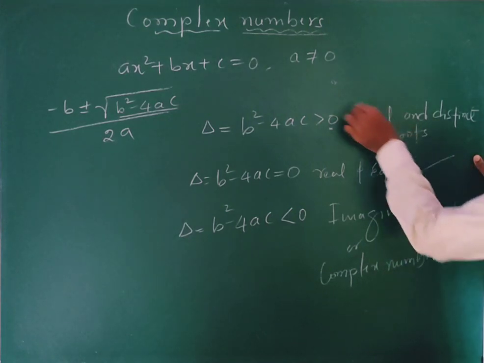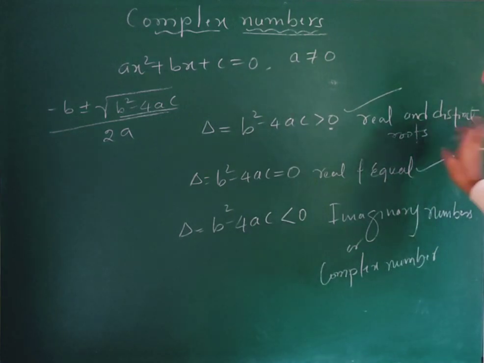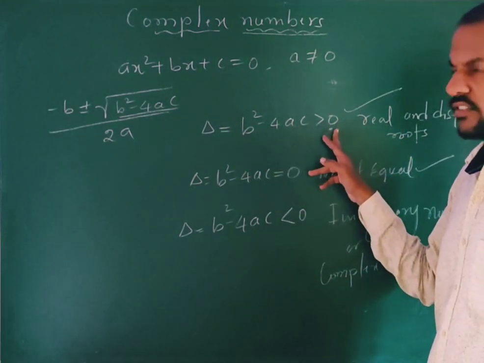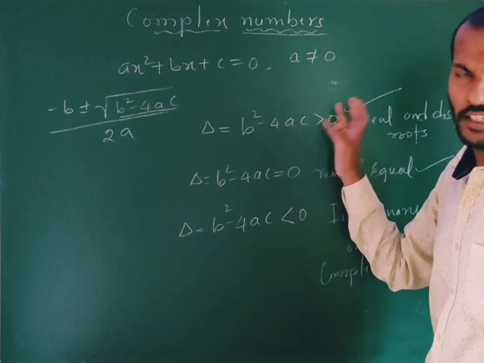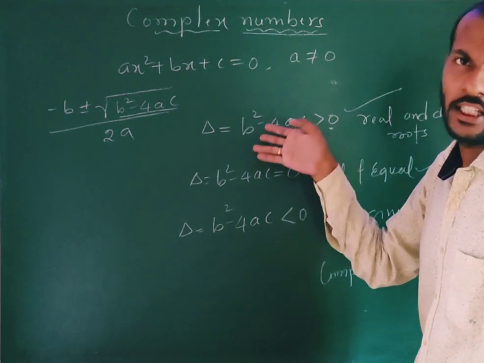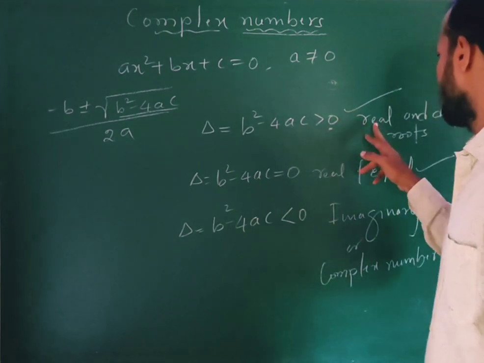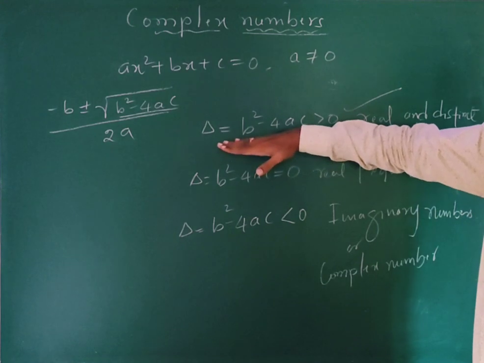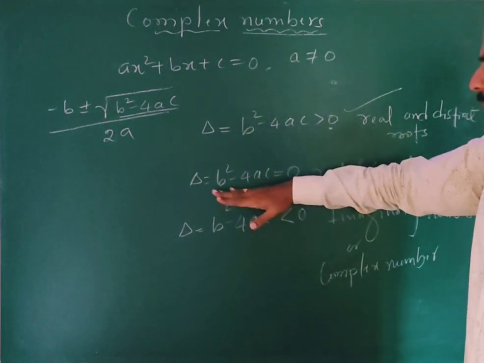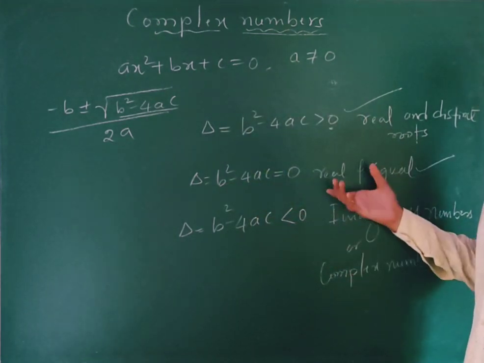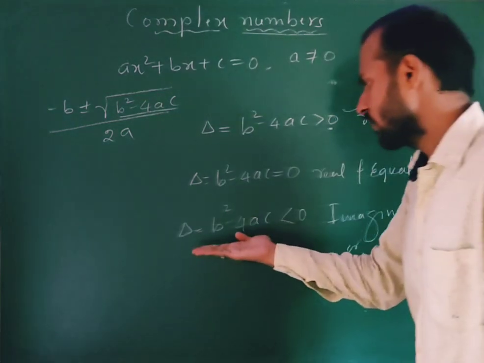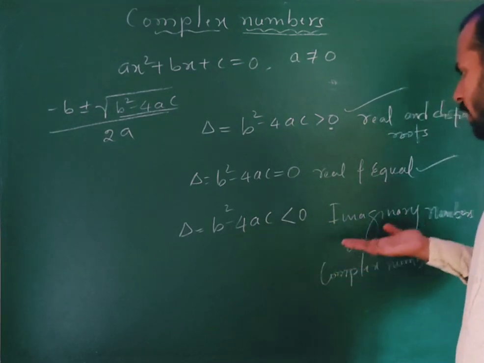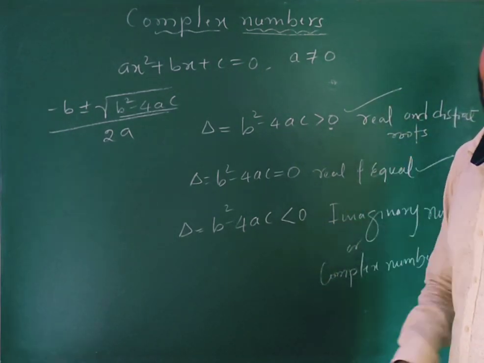Up to this much is okay. When b square minus 4ac is greater than 0, it means a positive value, non-negative. It is positive, and we get real and distinct roots. When b square minus 4ac equals to 0, we get real and equal roots, whereas when b square minus 4ac is less than 0, when it is negative, then we come across imaginary numbers, right?